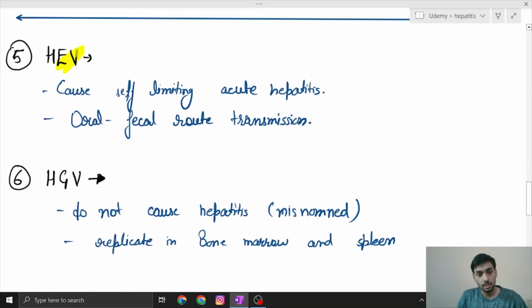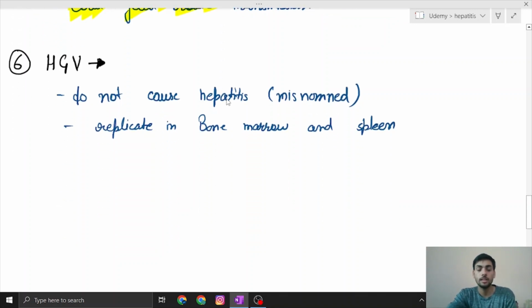Then comes HEV, hepatitis E virus, which causes a self-limiting acute hepatitis. Whenever hepatitis E affects a host, it can cure itself automatically, so it doesn't need any medication, but you need to maintain yourself properly so that your immunity can help you heal faster. And its transmission is again the oral fecal route, as I described earlier.